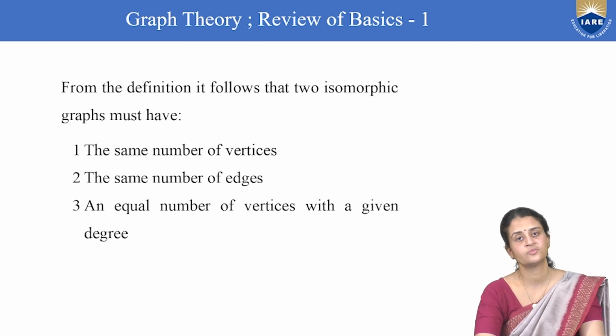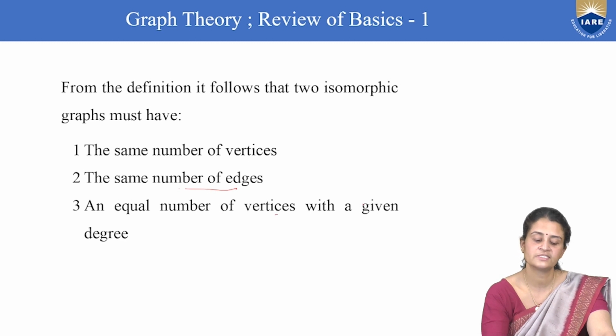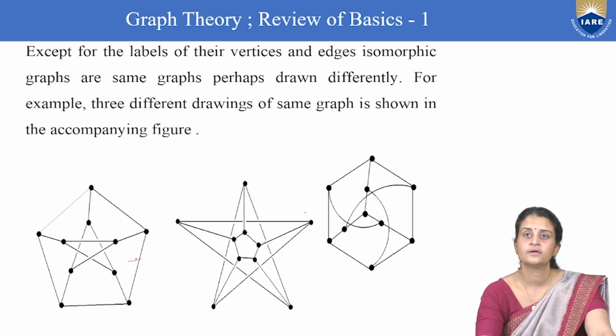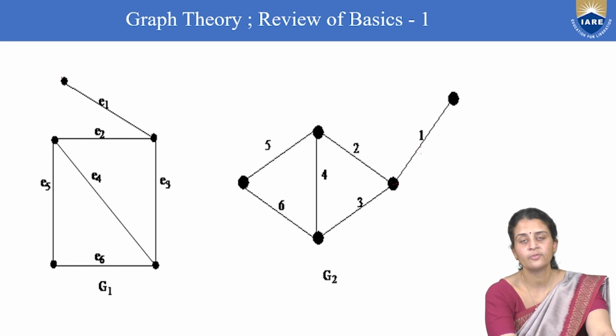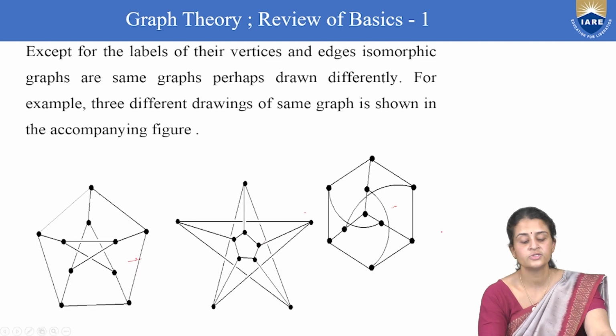From the definition of isomorphism, it follows that isomorphic graphs must have the same number of vertices, the same number of edges, and an equal number of vertices with a given degree. Here we have seen that one vertex with degree 1 and here also 1 vertex with degree 1. Here 1 vertex with degree 2 and here also 1 vertex with degree 2. And the other 3 vertices are of degree 3 here. Here also we have 3 vertices of degree 3. Here also we have seen an equal number of vertices with the same degree.